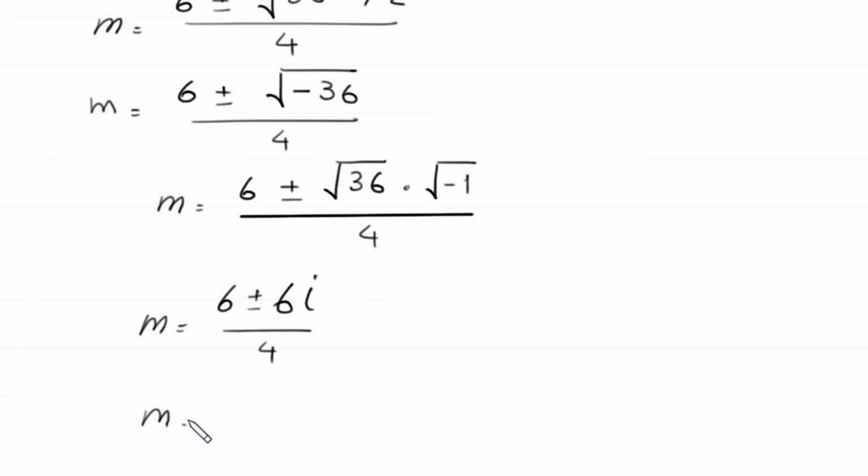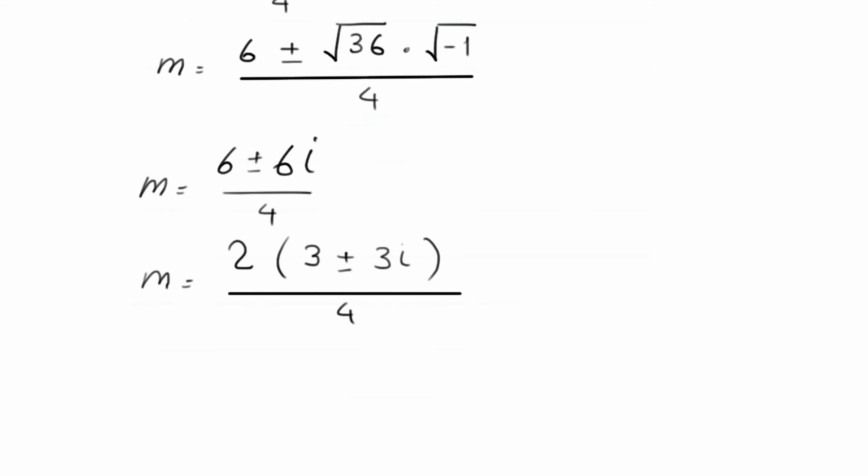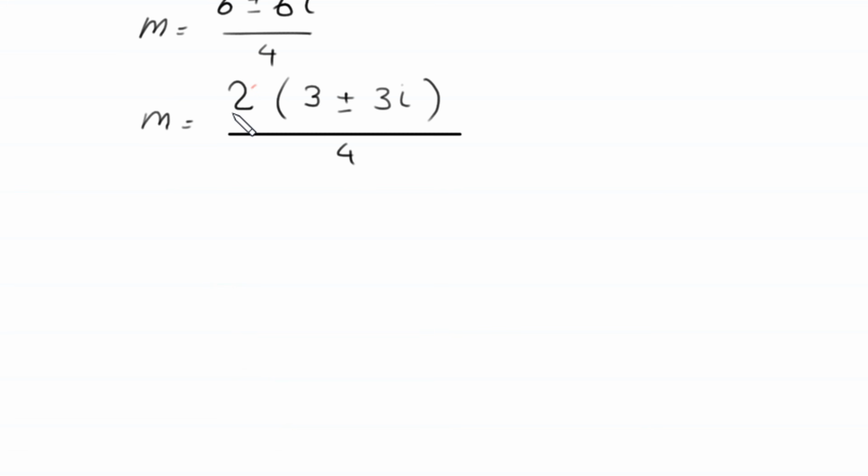Next, m is equal to, from the numerator we can factor out 2 as common factor and in bracket left 3 plus minus 3i, divided by 4. Now 2 one time and 2 two times 4. So from here we get m is equal to 3/2 plus minus 3i/2.